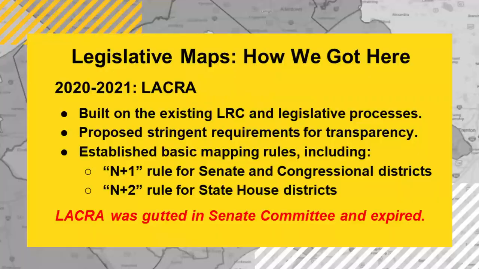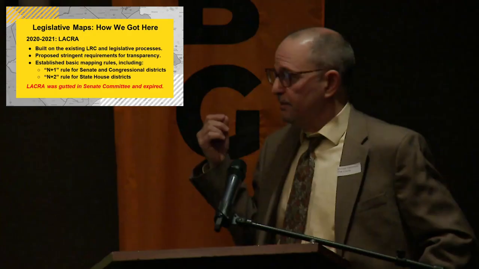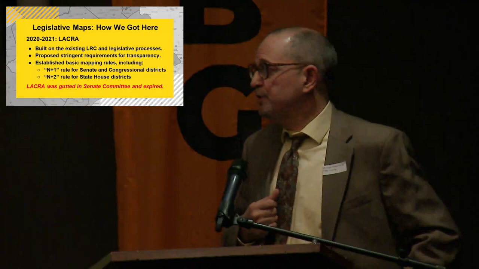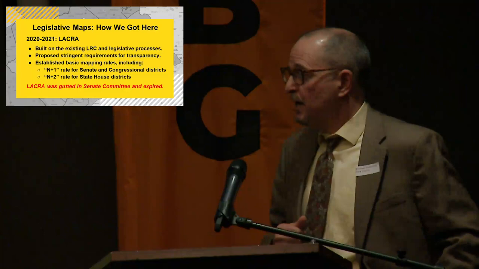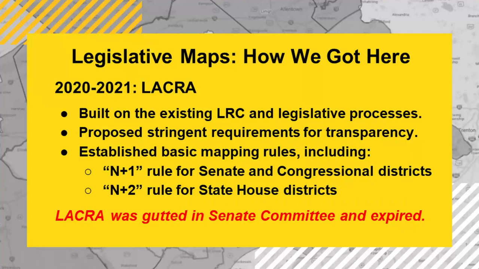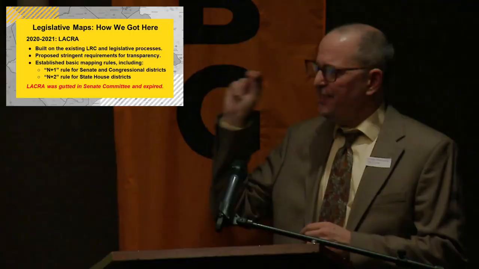Let's go on, though, to the next stage of the process, which was LACRA. LACRA was a scaled back, less ambitious attempt at reform built on the existing structure, the existing LRC structure for the legislature, the existing legislative process for the congressional map. It did impose some new requirements, some very stringent requirements for transparency, which is a real priority for FDPA, and it did establish some basic mapping rules that would be imposed on the existing process, notably the N plus one rule for Senate and congressional districts, the so-called N plus two for state house. That has to do with how many times you can divide a county above the number of divisions that are absolutely necessary to create districts. LACRA 2 was gutted in committee, so we don't exactly know how that would have turned out either. But let's move on, because I think it's important to emphasize, you can go to the next slide, Justin.